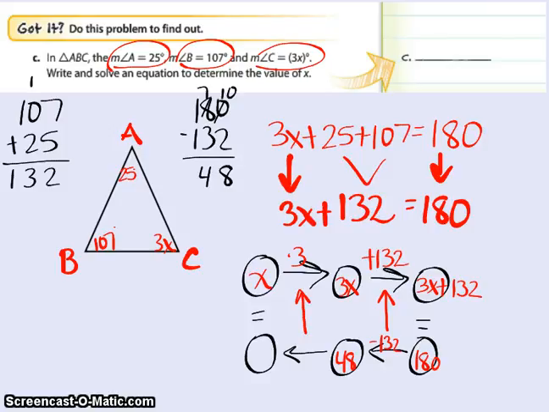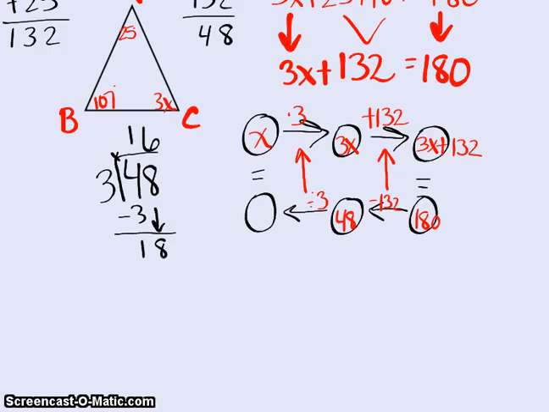Then I look at the opposite of times 3, which is to divide by 3. So I got to do 48 divided by 3. 3 goes into 4 one time. 3 times 1 is 3. 4 minus 3 is 1. Bring down your 8. 3 goes into 18 6 times. So I know that x is equal to 16.